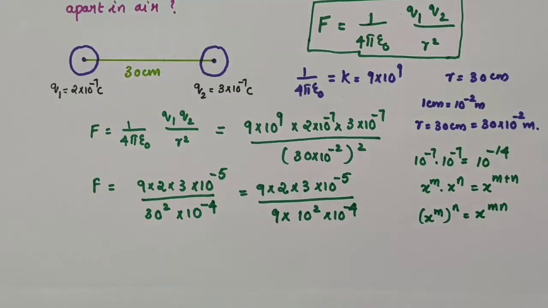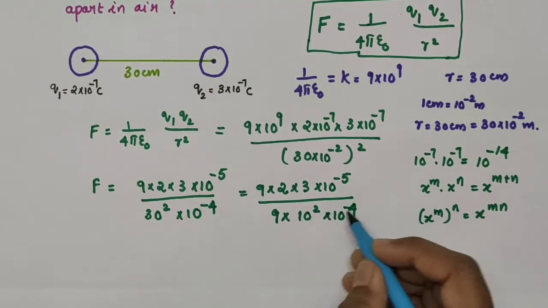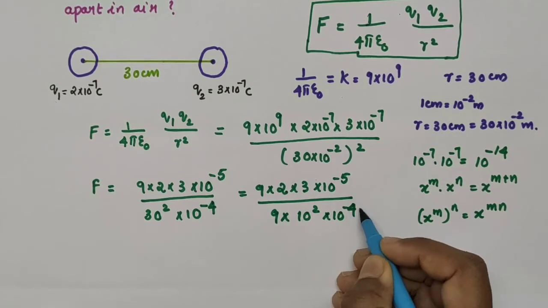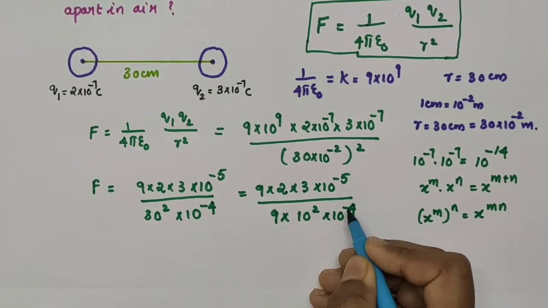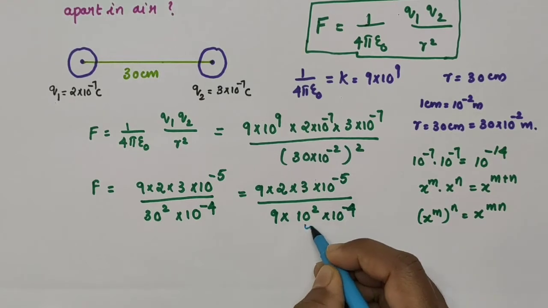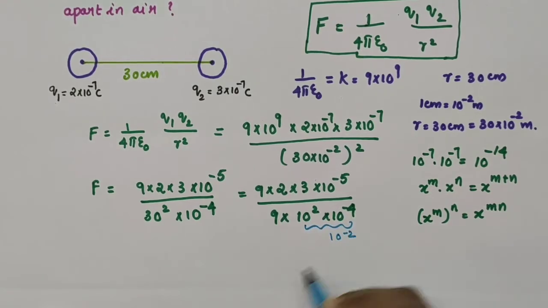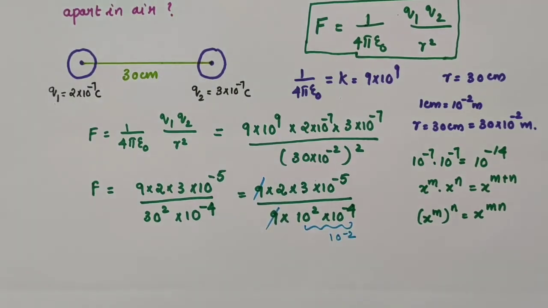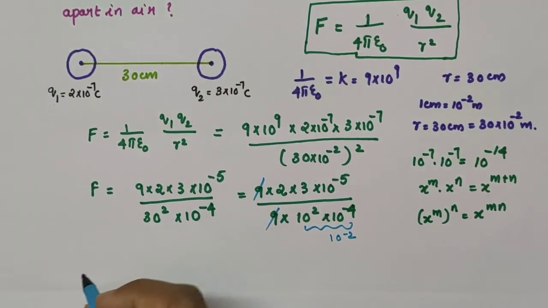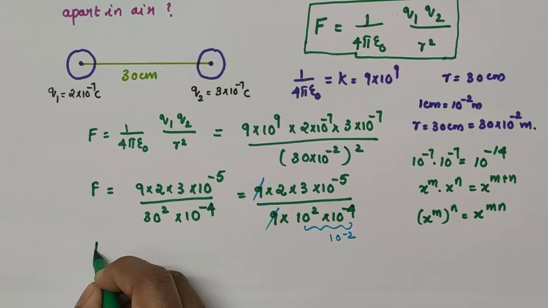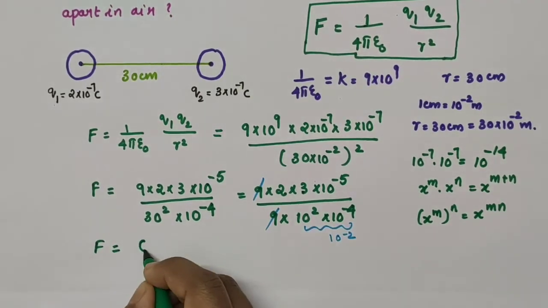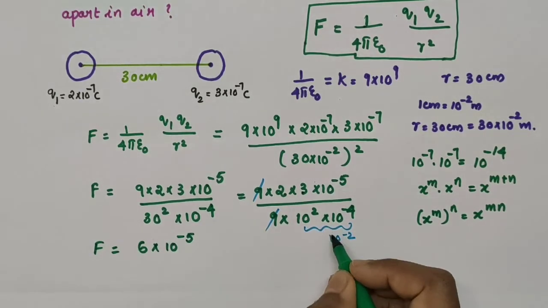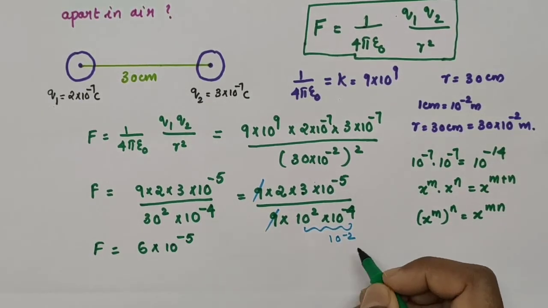Now, here we have 10 raised to 2 into 10 raised to minus 4. So, x raised to m into x raised to n is x raised to m plus n. So, 10 raised to 2 plus minus 4, that is 10 raised to minus 2. This together becomes 10 raised to minus 2. Okay, then 9 from the numerator and 9 from the denominator get cancelled. So, here we have F equal to 2 into 3, which is 6, into 10 raised to minus 5 in the numerator, and here we have 10 raised to minus 2 in the denominator.